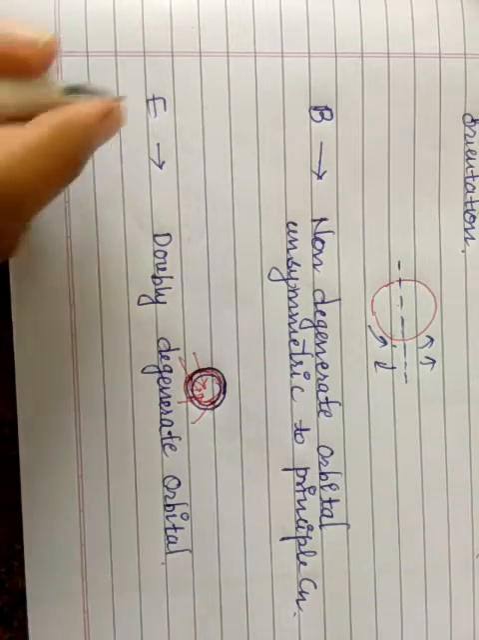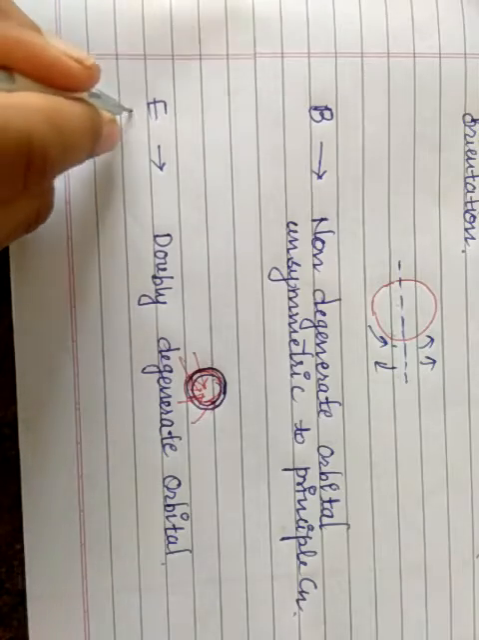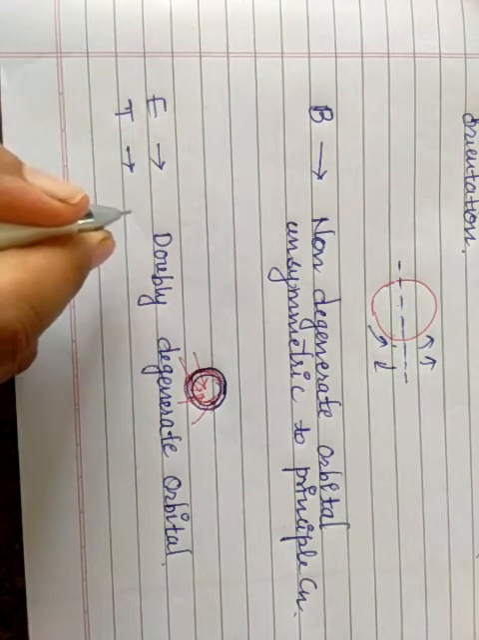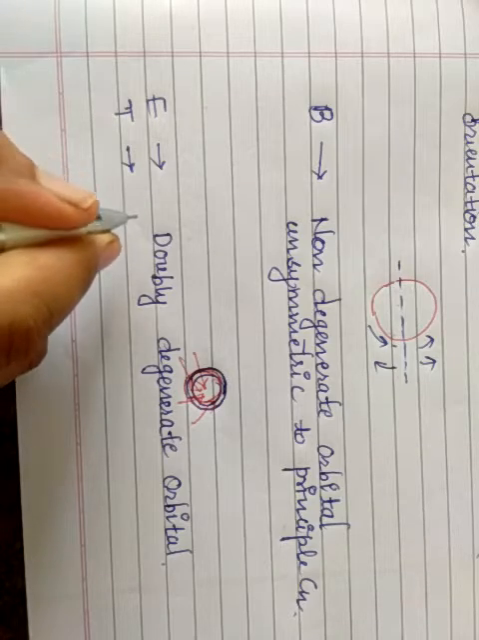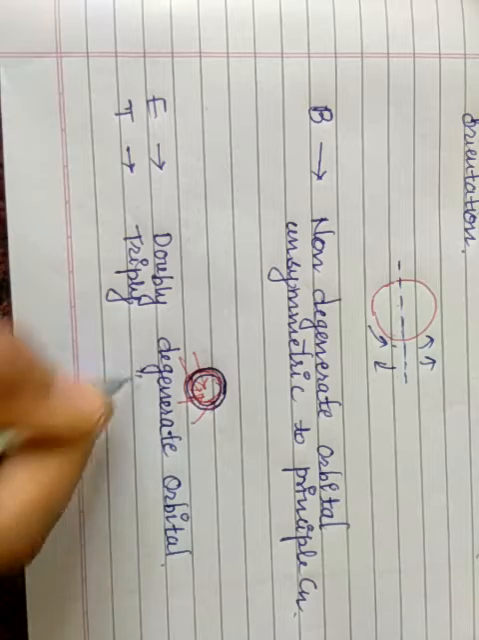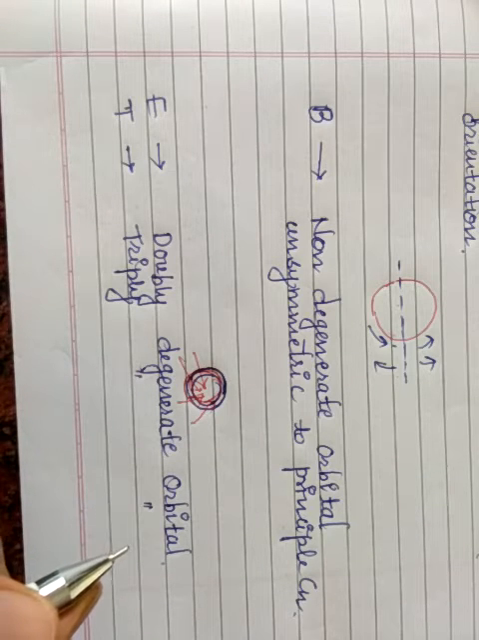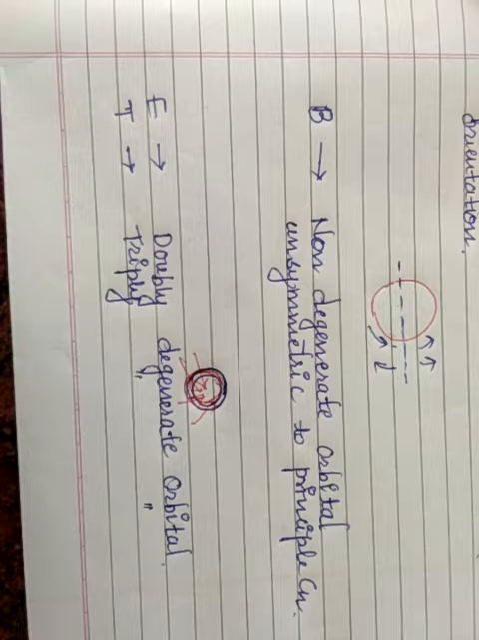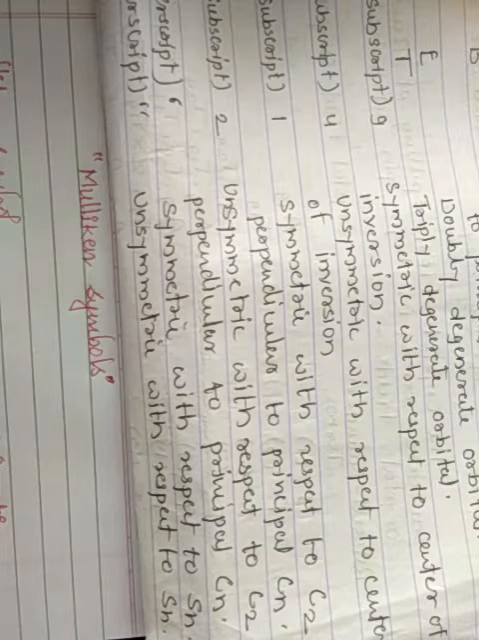Okay, next symbol is T. T is nothing but triply degenerate orbital. And another symbols which are there, I will just show you that. Just see these particular symbols.